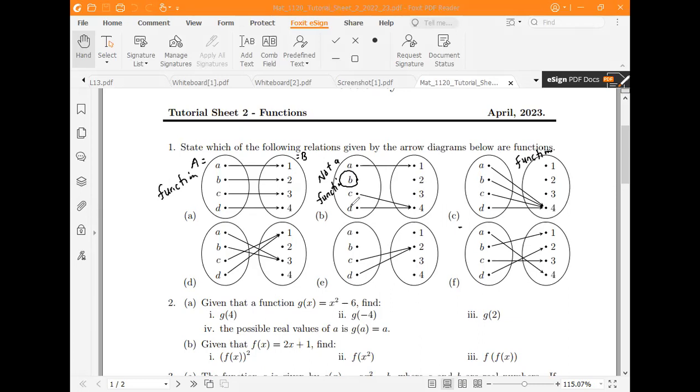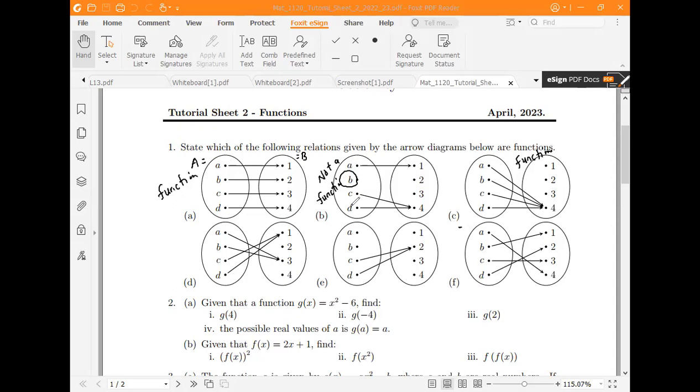We go to F. A is mapped. B is mapped. C is mapped. D is mapped. And each mapped once. It's a function. Then now we go to question 2.